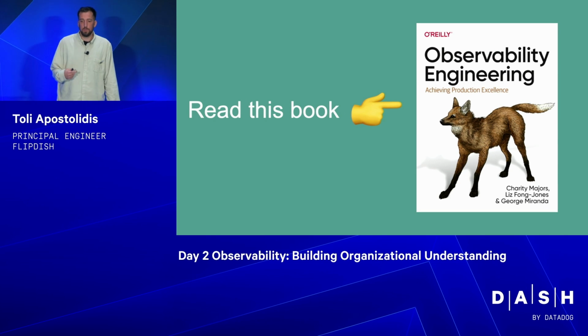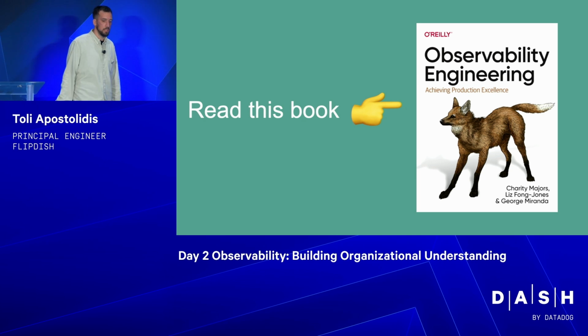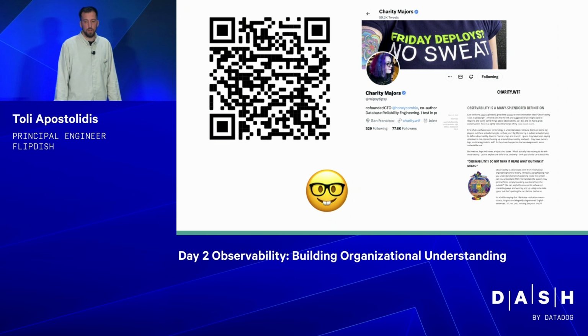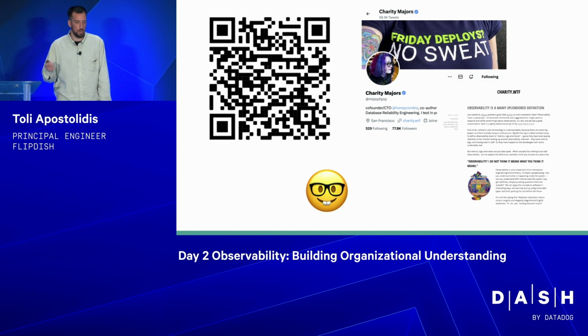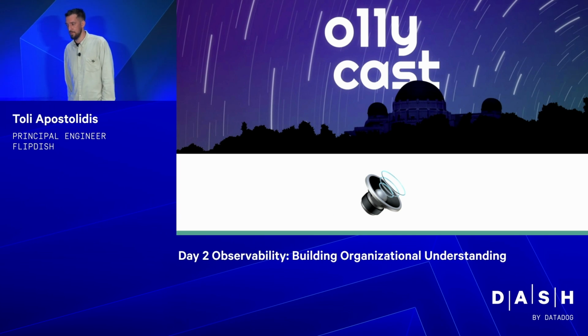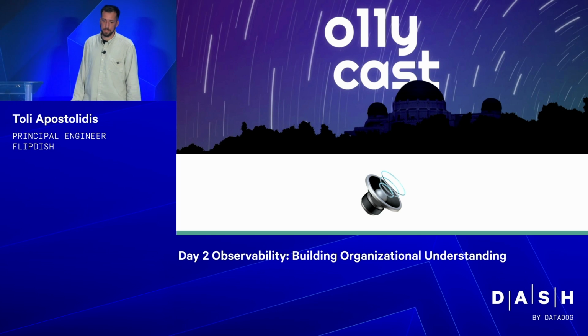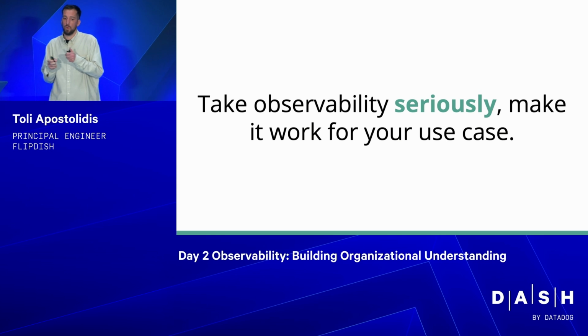When I started out, there was no really good literature in observability engineering. There is since. So I'd suggest reading Observability Engineering if you're interested. If you're not into books, Charity Majors is a great person to read, her blog posts or her tweets. If you're not into reading at all, listening to a podcast is a good way of learning about observability. But if you do anything, I'd say take observability seriously, but make it work for your use case.